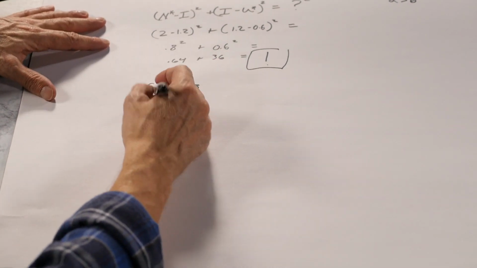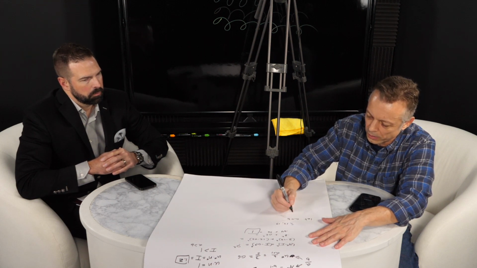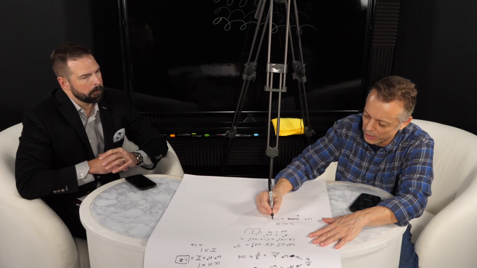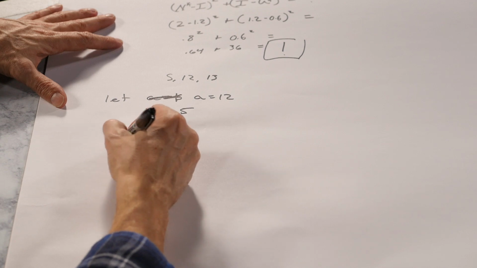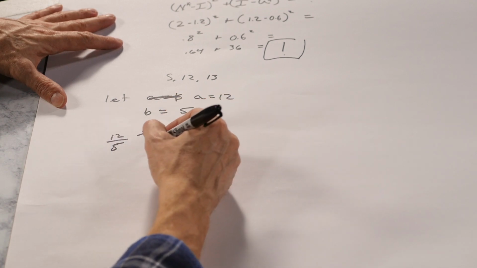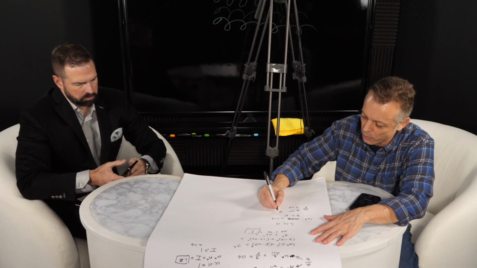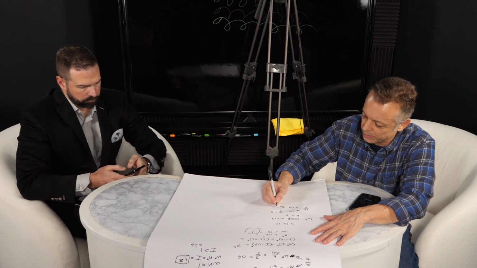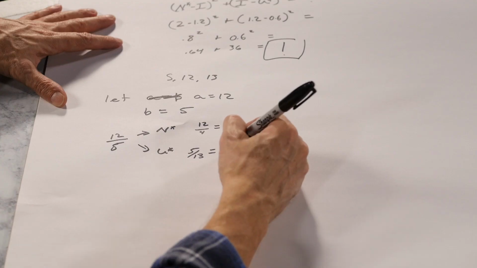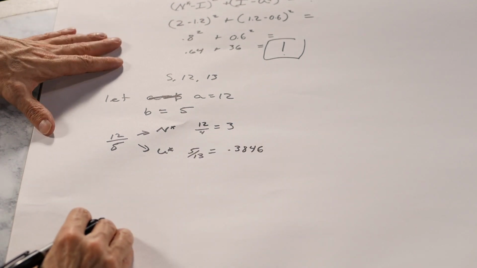Okay? So we'll go ahead and let A equal 12 and B equal 5. So 12 over 4 is 3, we're going to solve for N star and U star. So 12 over 4 is 3. And 5 over 13 is? 0.3846. So whatever decimal you want to take it to. Okay, 0.3846 it is.